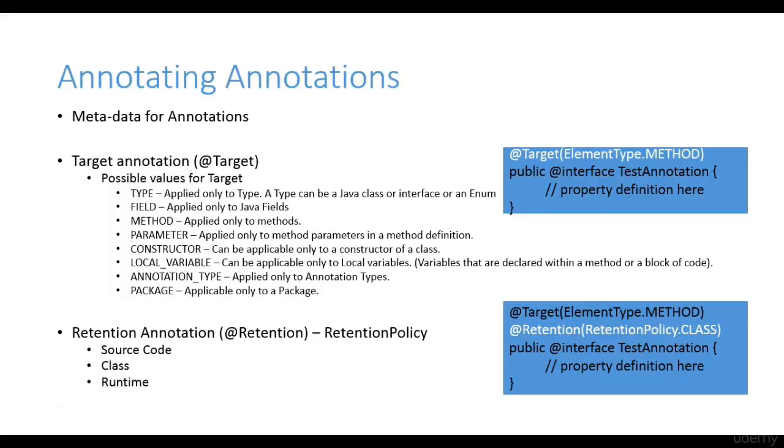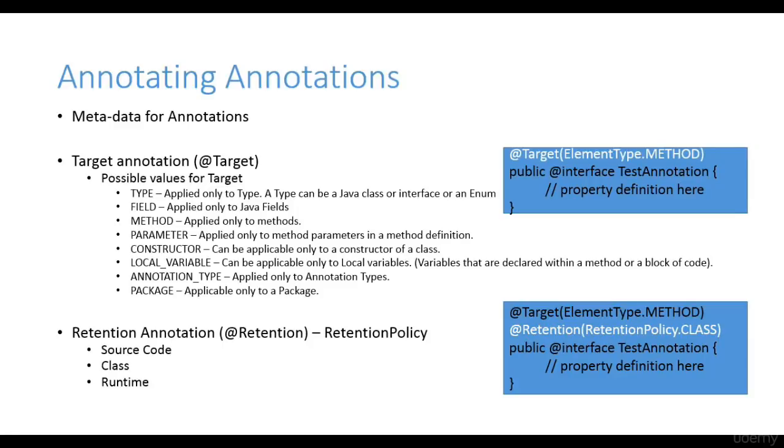We also have the local variable target, which can be applied only to local variables, that is, variables that are declared within a method or a block of code. So we see here that there is field target and local variable target. The field target does not apply to a method variable, and the local variable target is not applied to an instance variable or a static variable. And then we have the annotation type target, which is applied only to annotation types. And finally, we have the package target that gets applied to a package. So these were the values that we can associate with a target annotation type, and most of these values were pretty intuitive. As you can see, we can guess from their name itself where they are applicable.